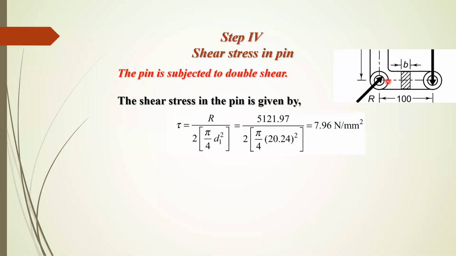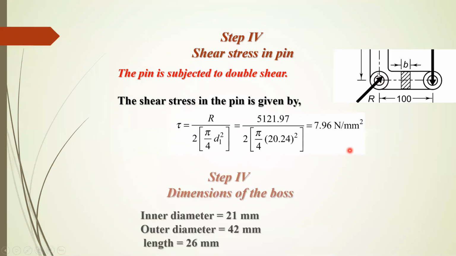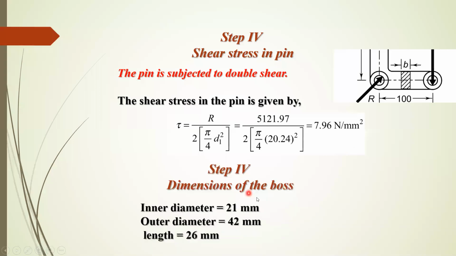So after the design of the pin, we have to find out the diameter dimensions of the boss. Boss is nothing but the outer ring. You can see here, this is the outer ring, and this is the boss. So how to find the boss dimensions? The inner diameter of the boss is approximately equal to the diameter of the pin. The diameter of the pin is 20 point something, so rounding up, it is 21 mm. So the inner diameter of this ring or boss is 21 mm.